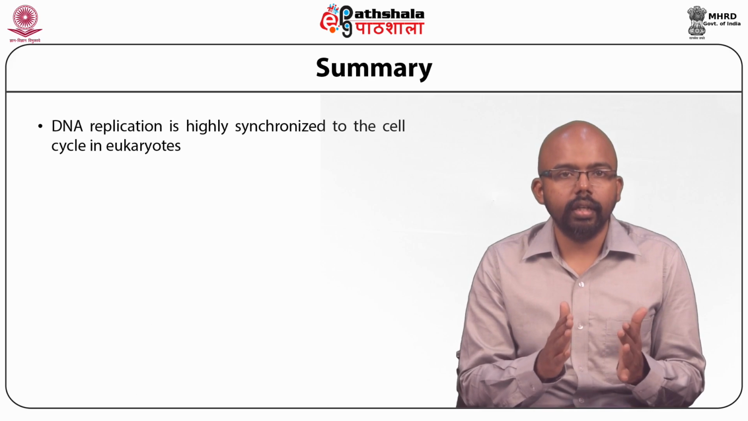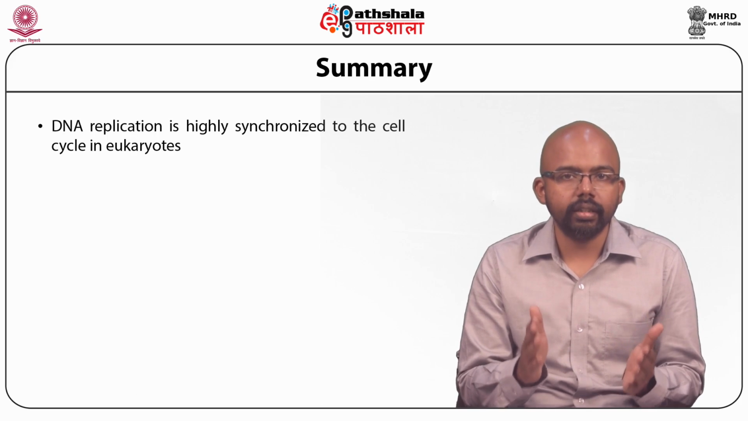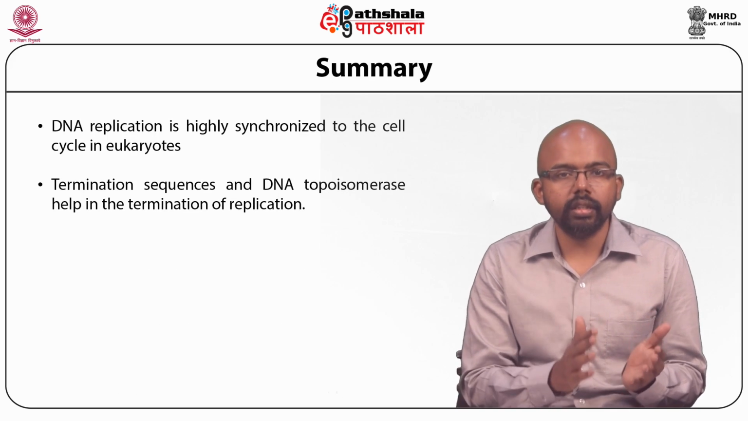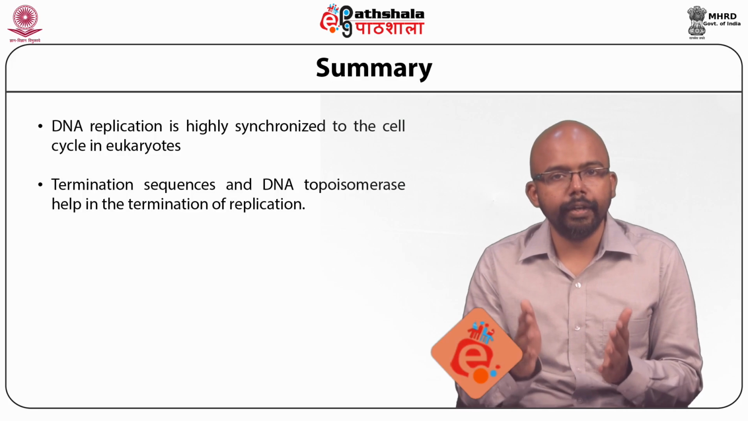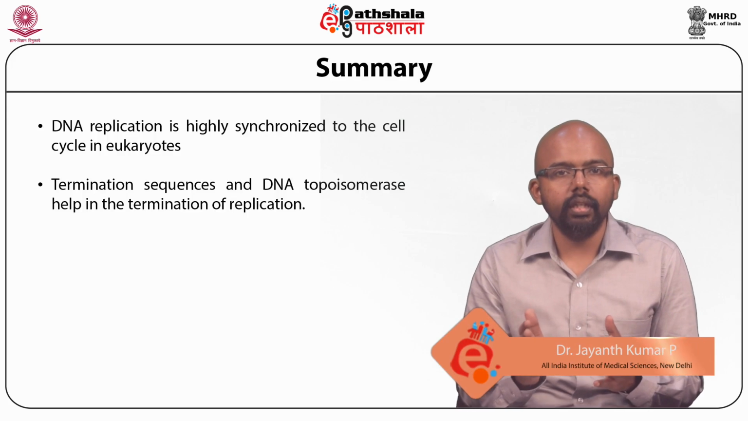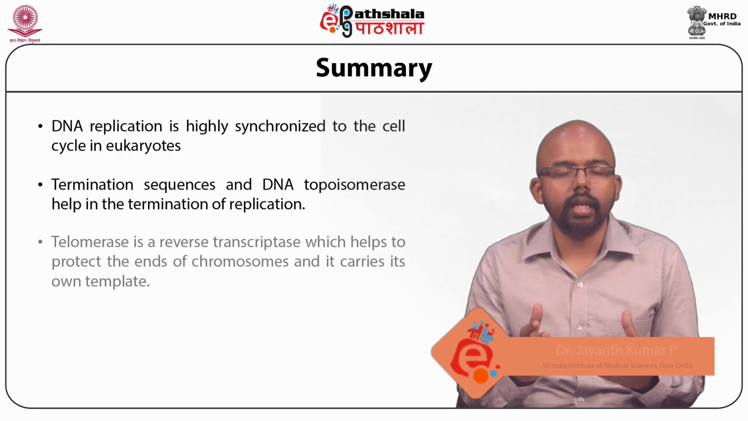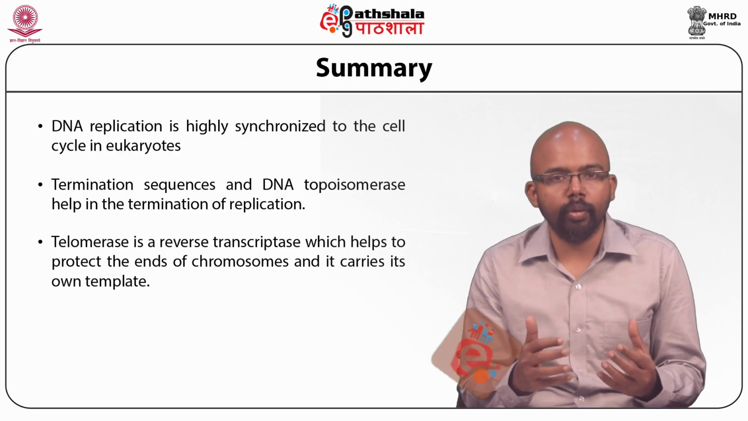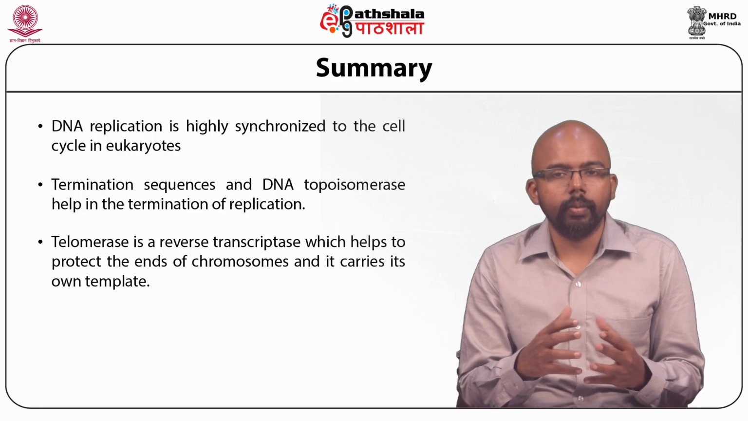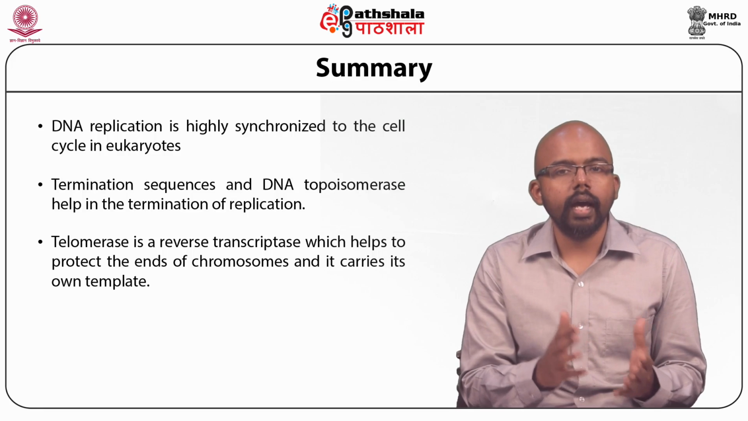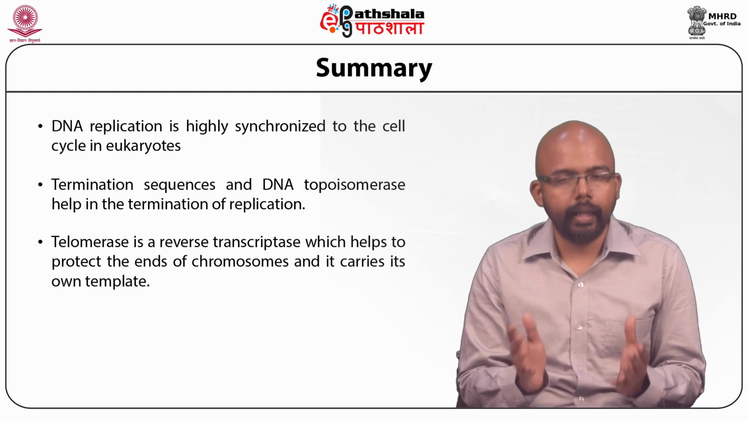In eukaryotes, DNA replication is highly synchronized to the cell cycle. Termination sequences and DNA topoisomerase help in the termination of replication. And one special enzyme which exists in eukaryotes is telomerase. It is a reverse transcriptase which helps to protect the ends of the chromosomes, and it carries its own template.